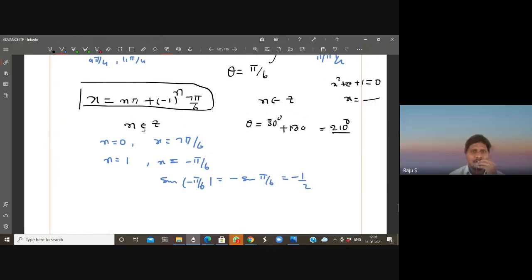Yes, 30. N is equal to 1: is it satisfying the general solution? I told you that from minus infinity to plus infinity, all solutions it will give. Is minus pi by 6 a solution or not? Yes, sir. Now n is equal to 2.